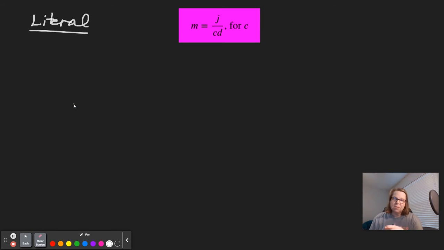Okay, so literal equations usually have to do with formulas, and they almost always have a lot of letters in them. And so it just looks scary from the beginning because you're seeing all these letters. And so I just want to put your mind at ease to some extent.